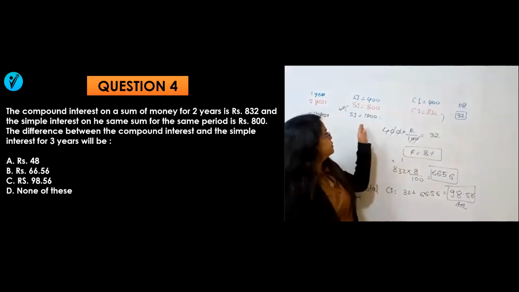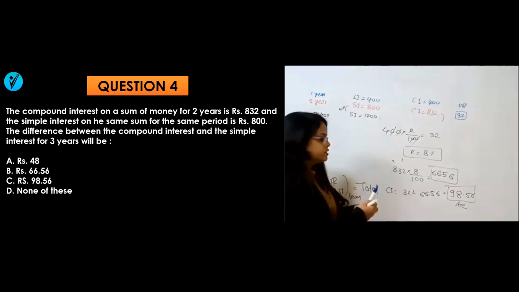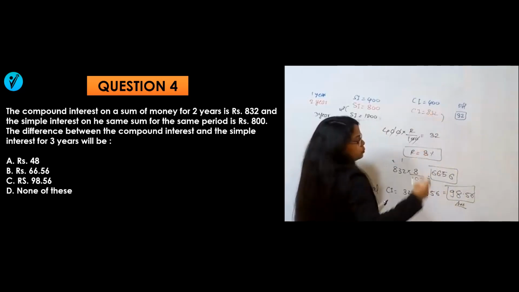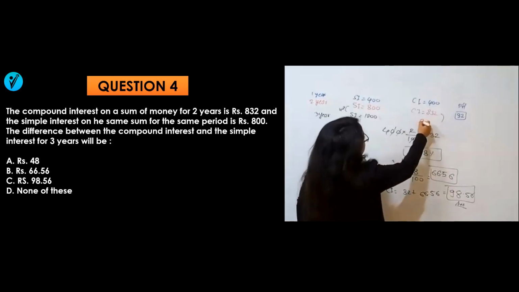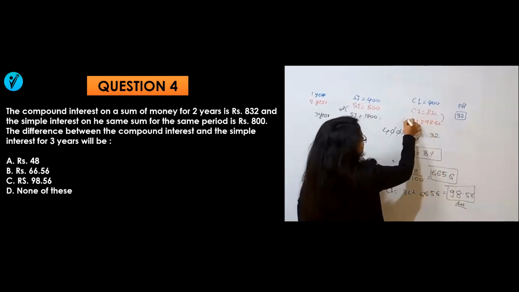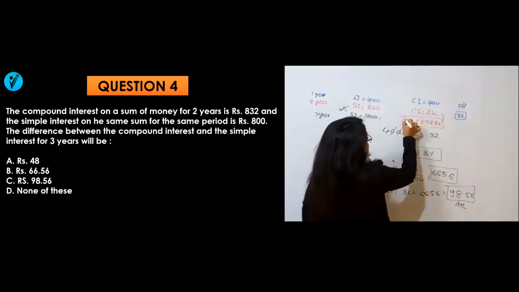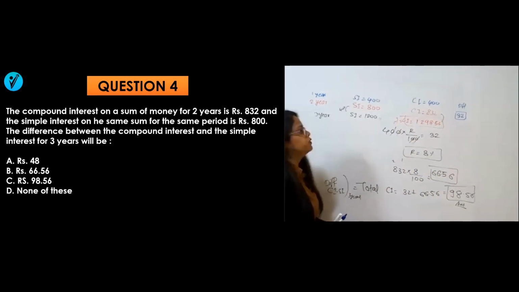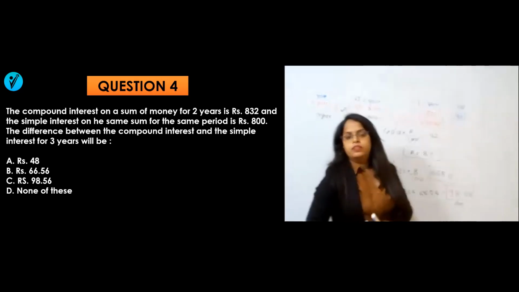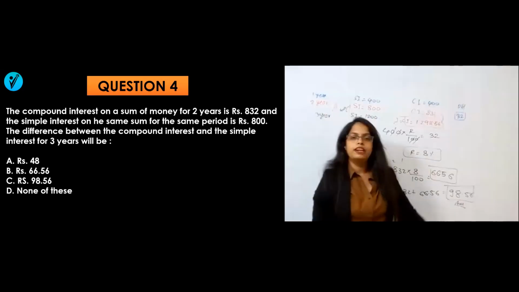That will be the difference between the SI and CI. Because this amount will become, then 66 rupees will get added. So 832 plus 66, what will this amount become? 1298.56. In the third year, this will be the amount actually, not the CI. Okay, this will be your amount. We are talking about the amount. SI is 400, 400. So your answer will be 98.56.